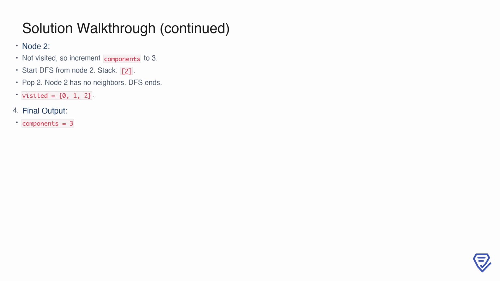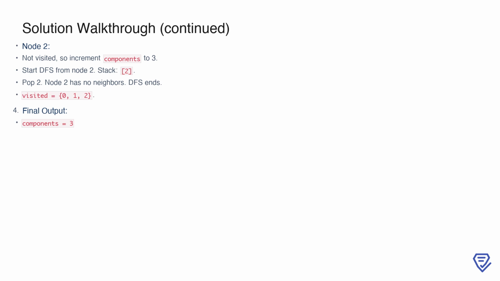Since it hasn't been visited, we increment components to 3 and start a DFS. Similar to the other nodes in this graph, node 2 has no neighbors, so the stack contains just node 2, and popping it ends the DFS. Now, all nodes are visited, and the visited set is {0, 1, 2}. Since each node is isolated, the total number of connected components is 3.